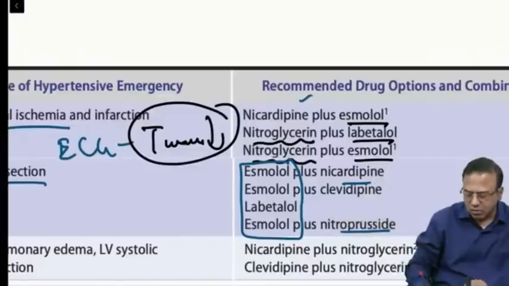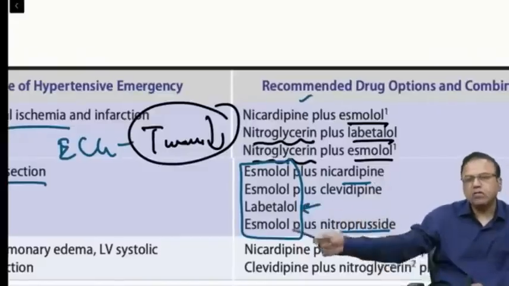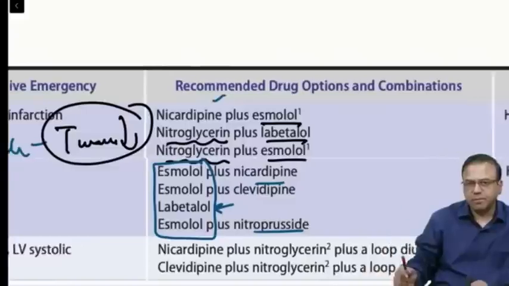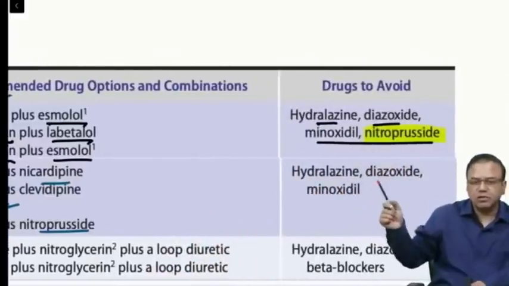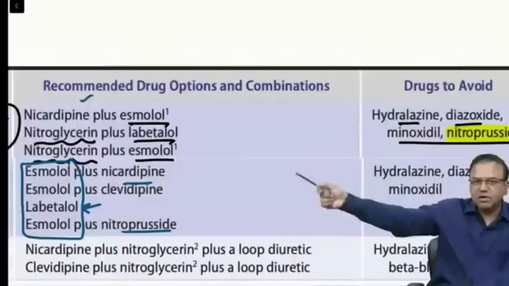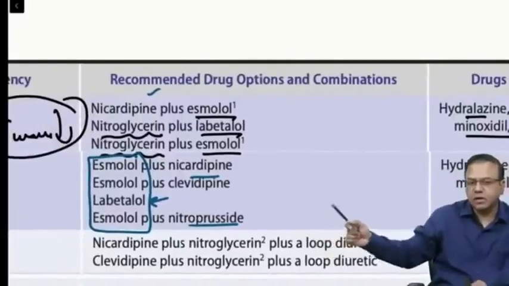In India, most of the time what we use simply is labetalol, or we can use beta blocker plus nitroprusside. What you should not use, again, is rapid arterial dilatation. No hydralazine, no diazoxide, no minoxidil. The only one that is an exception is nitroprusside, which you can use in dissection.